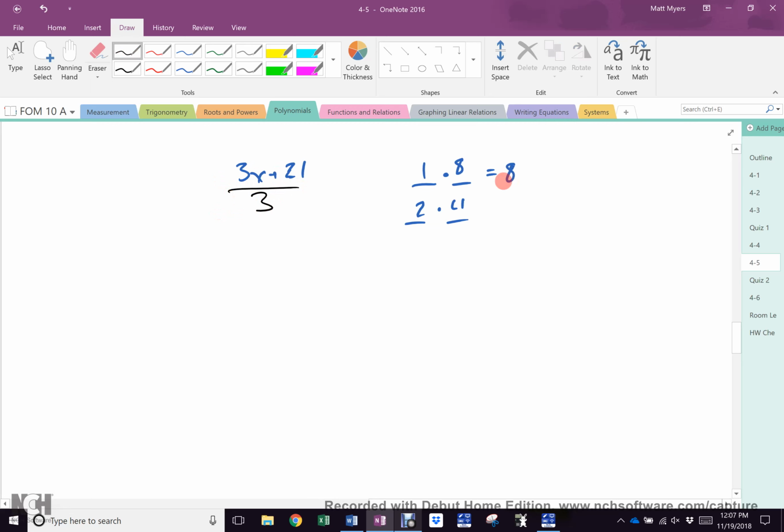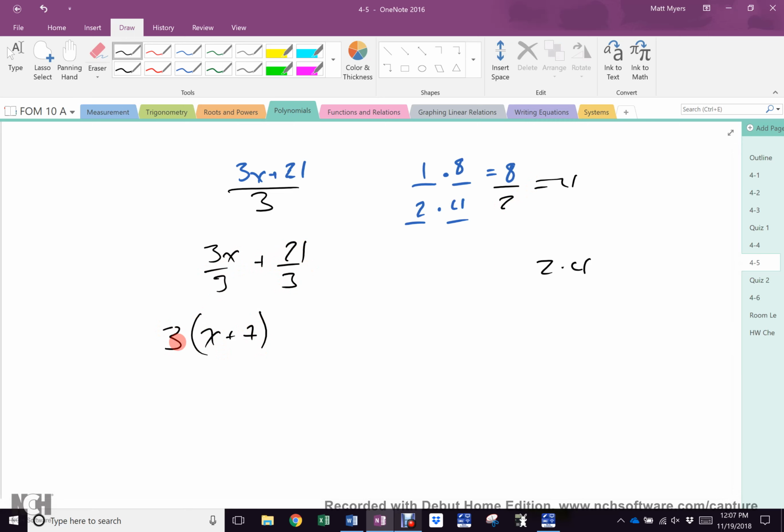Now, if I know that 2 divides into 8, I do 8 divided by 2 and I get 4, yeah? So I know it's 2 times 4. So I do 3x divided by 3 plus 21 divided by 3, and I get x plus 7 times the other thing I divided, 3. Can everybody do that? That is GCF. That's all there is to it.